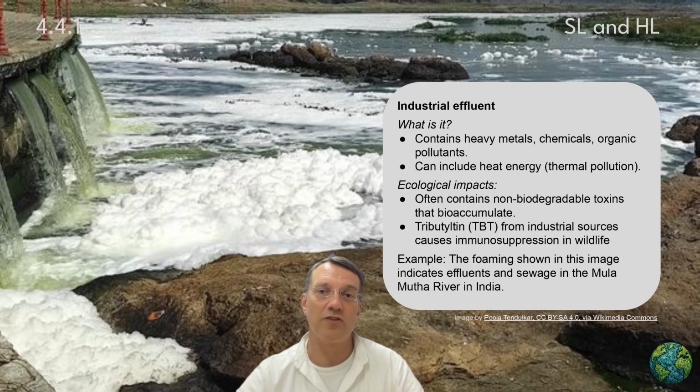Industrial effluent refers to the wastewater that comes from factories and industrial processes. Unlike sewage or agricultural runoff, industrial effluent often contains heavy metals like lead, mercury, and cadmium, along with various chemicals and organic pollutants. Some industries even release heated water, which causes thermal pollution. That means it increases the water temperature in ways that harm aquatic life. What makes industrial pollutants particularly dangerous is that many of them are non-biodegradable, meaning they don't break down naturally.